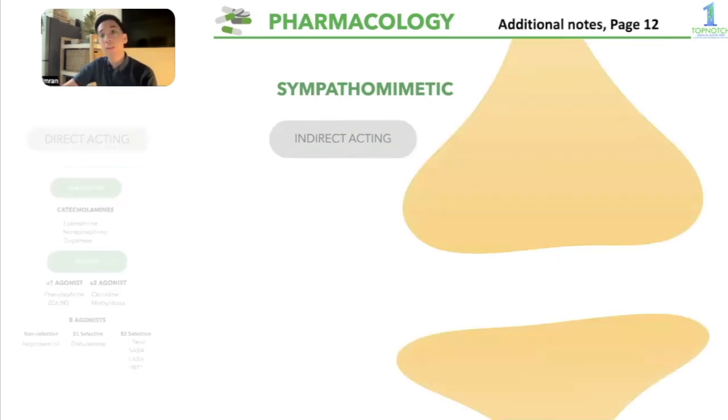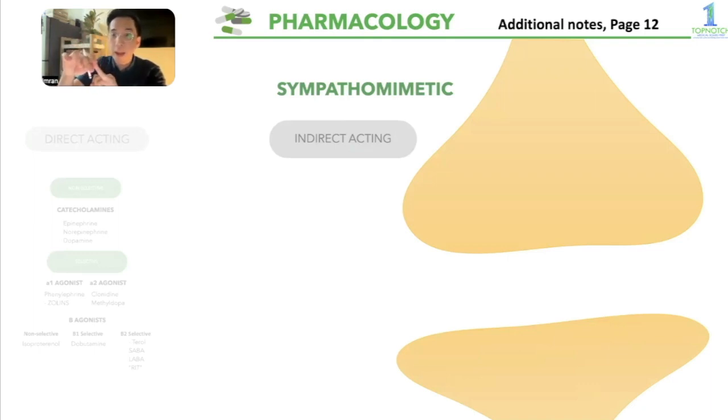So we are done with the direct acting. Again, direct acting, what does it do? It stimulates the receptors. Which receptors are in the sympathetic nervous system? Alpha and beta. The non-selective alpha or beta drugs are your prototypes, the catecholamines: norepinephrine, epinephrine, and dopamine. Then we also have selective ones. When selective, it chooses: alpha 1, alpha 2, beta 1, or beta 2?